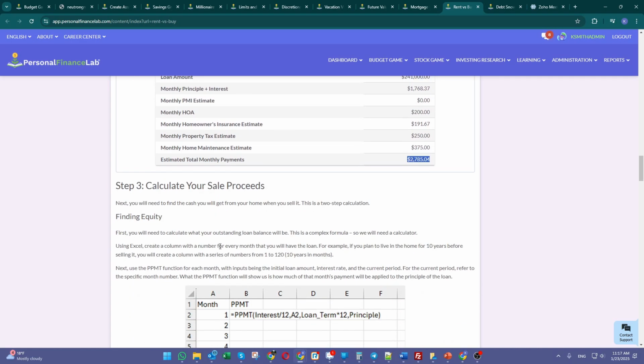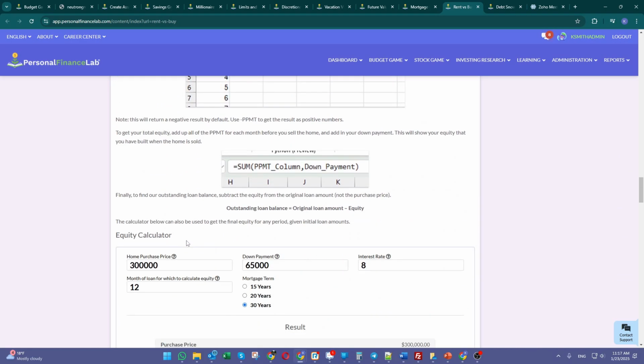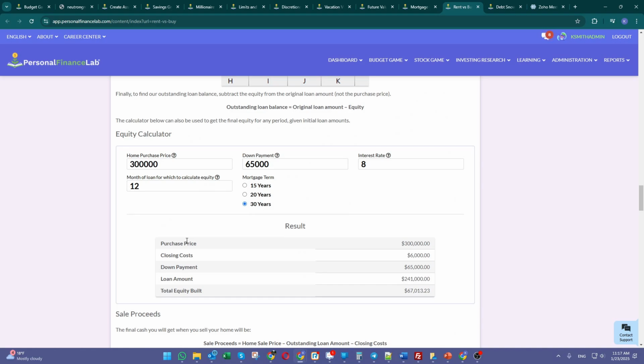Also part of this lesson is our new equity calculator, where it's saying if you've been making your regular payments on your loan for 12 years, for example, you've built $67,000 in equity. So that's what your total value is. It's really not a whole lot considering you had a $65,000 down payment, but as we go up, the equity increases at an exponential rate.